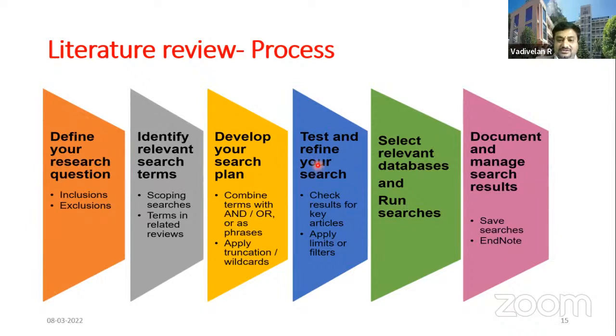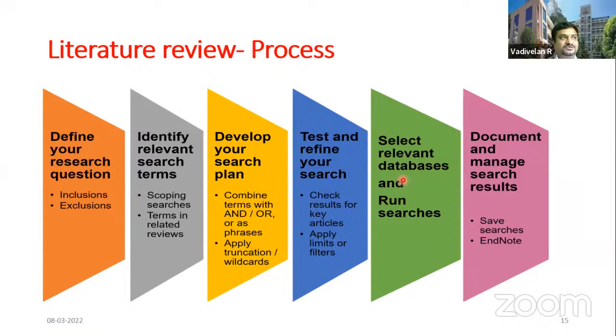And then the fourth process is test and refine your search. That is most important, refining the search. Check that the results are the key articles, and always try to apply limits or filters. Normally if you go for the different databases, we may filter based upon whether you want a lengthy article or you want particular years, or what exactly the pathway being studied is. So it is based upon how we are going to refine it, applying the limits and filters. And select the relevant databases and run searches. You know, there are plenty of search engines. In India itself, there are so many available.